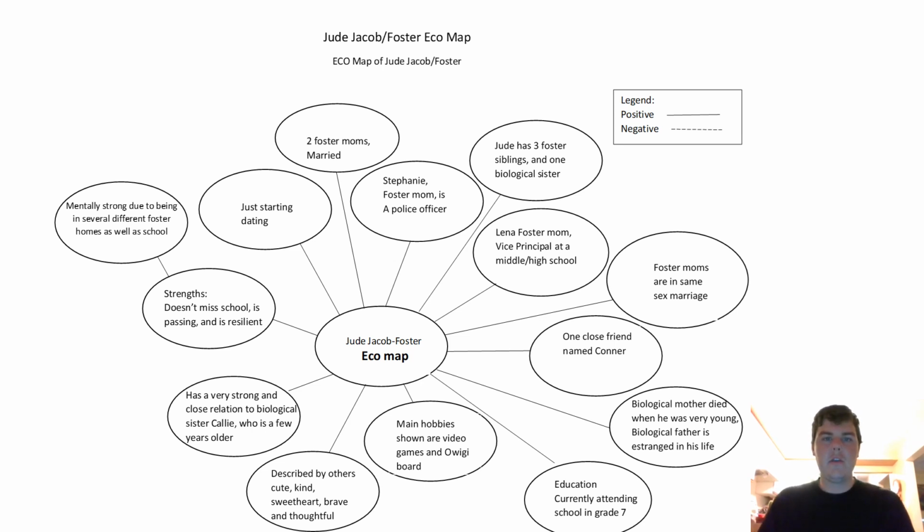So this is my eco map for Jude. Basically, what the eco map does is make a visual representation of what Jude has and the positives that he can look at and also build on. Jude is a fairly normal kid, apart from him being in a foster home. Not that he's weird because of that, but because it's not a very nuclear aspect. Jude has some friends. He doesn't have many hobbies. He likes to play video games, and he does have quite a few support people in his life.